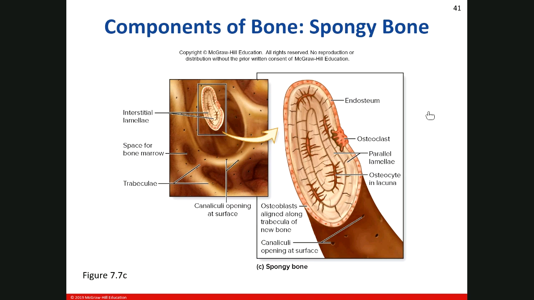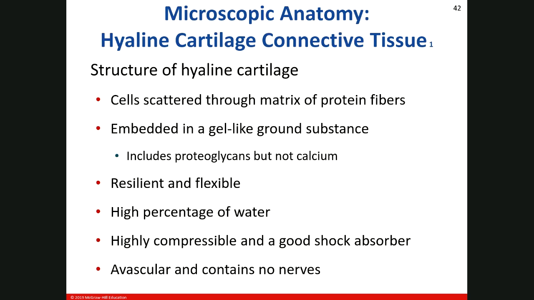So we're going to talk about that. We're going to switch gears and talk about cartilage for a few moments, primarily the most popular cartilage in our body, which is the hyaline cartilage. For this chapter, we're going to talk about the two cartilages, not so much fibrocartilage, but we're going to mainly talk a lot about our hyaline cartilage.